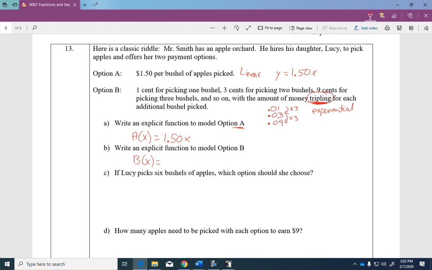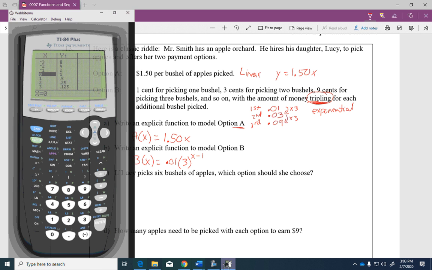Now this one I'm going to write in sequence notation, because this is my first bushel, and my second bushel, and my third bushel. So it's reminding me of a sequence. I might as well use that formula that the Regents exam gives me, where I use my first term, multiply it by the common ratio, and raise it to the x minus 1.